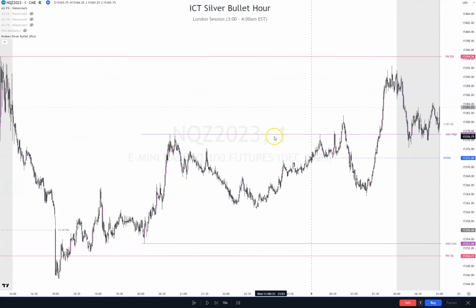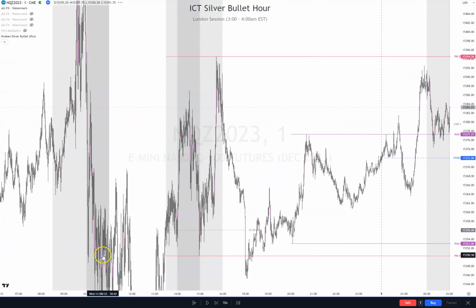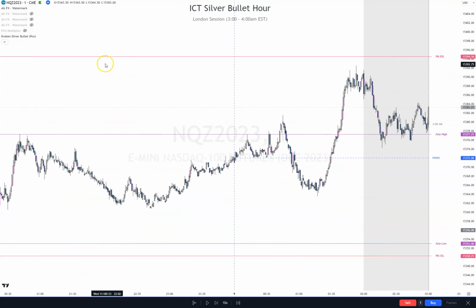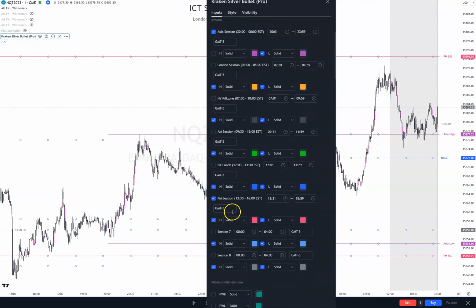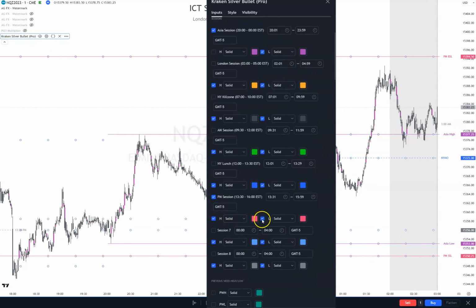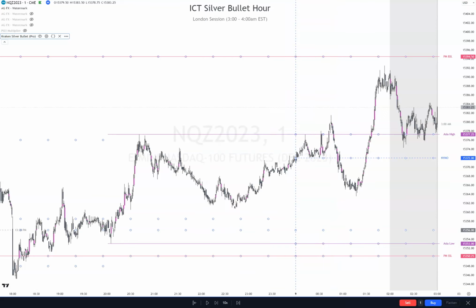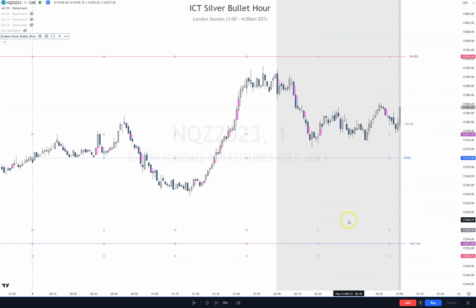Okay, so we have Asia high has been taken, haven't hit the Asia low. Here's PM buy side, so we've taken out sell side rather. So we can take off, let's take those off. We can take off the Asia high, and let's take off the PM session low, because this has been taken here. And that is still open, and that is still open. Okay, let's go back here.